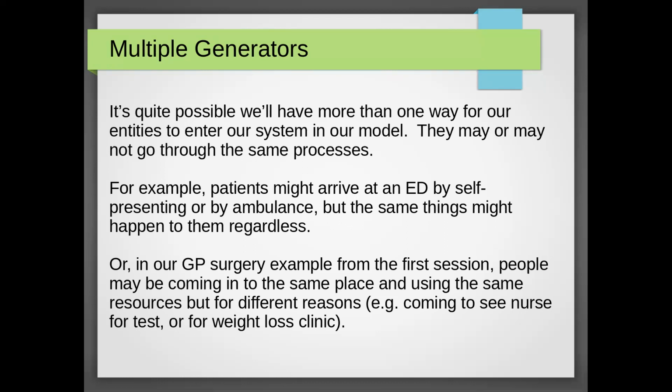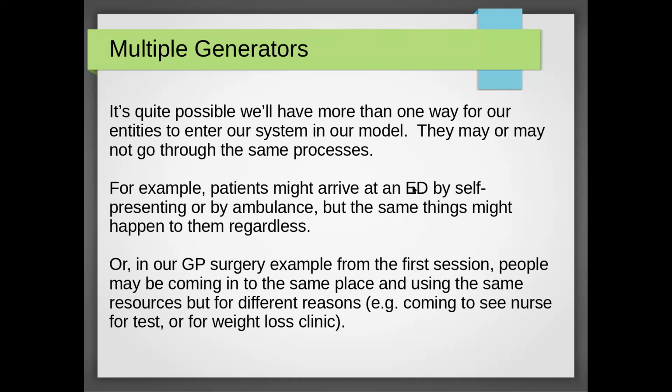So it might be that people arriving at the ED, the same things happen to them, but we might want to model the ways in which they present to ED slightly differently because they may arrive at different rates. So we want to capture that, and we've got separate data that tells us what those arrival rates look like. Or it might be that depending on the way in which somebody arrives into a system, what happens to them after might differ either completely or slightly.